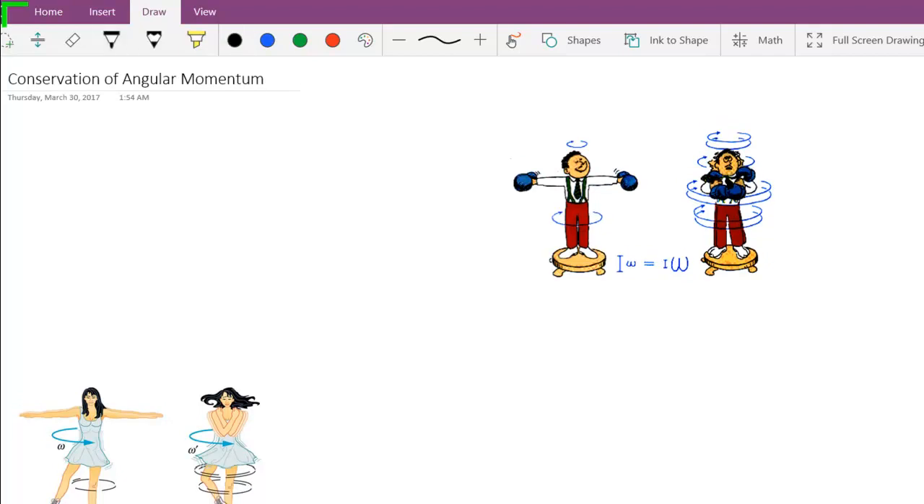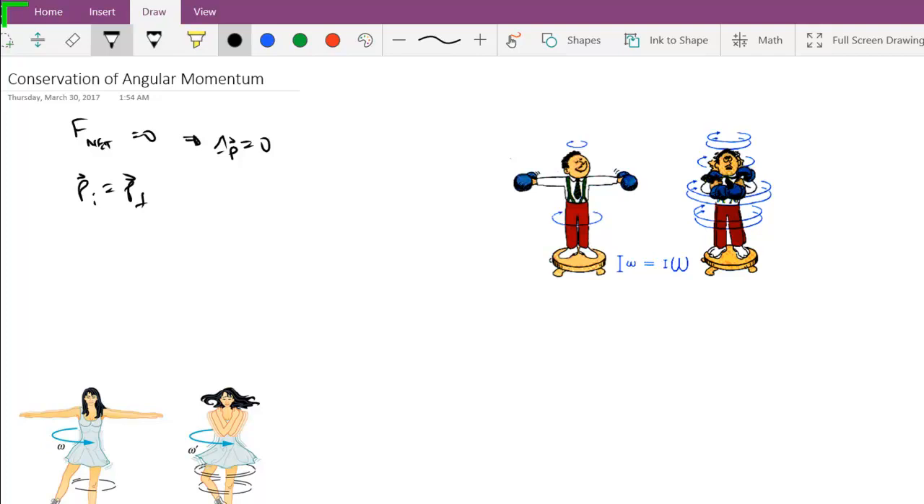So in this video, we'll discuss conservation of angular momentum, which is very similar to the principle for conservation of linear momentum. Remember that for conservation of linear momentum, as long as we had an isolated system, one such that the net force acting on the system was equal to 0, then this meant that the change in momentum was equal to 0.